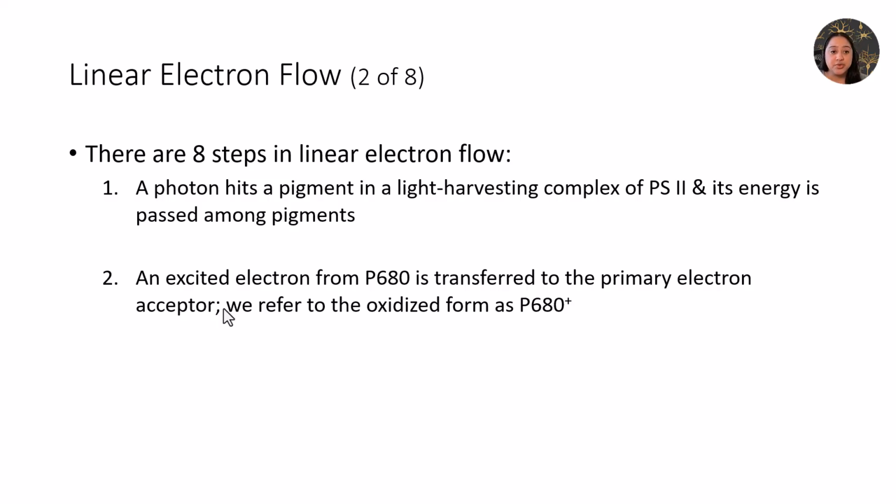So step 2, an excited electron from P680 is transferred to the primary electron acceptor, and then we call this the oxidized form, P680 plus. So this photosystem complex is oxidized, it's excited, and so it's P680 plus.